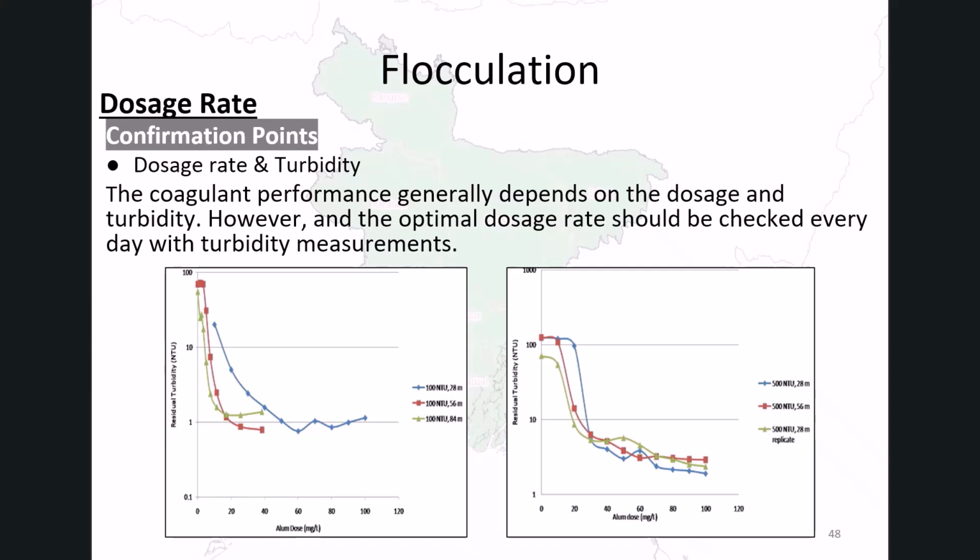However, the optimal dosage rate should be checked every day with turbidity measurements. For example, the optimal dosage may be 30 mg per liter in the morning but rise to 45 mg per liter in the evening as turbidity increases. This is why jar test results should be checked several times a day, not only once.